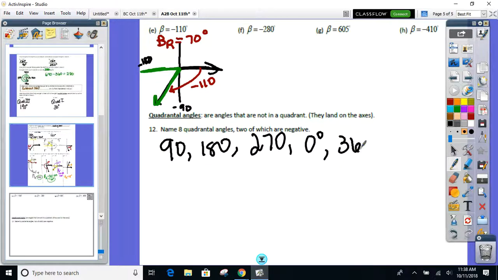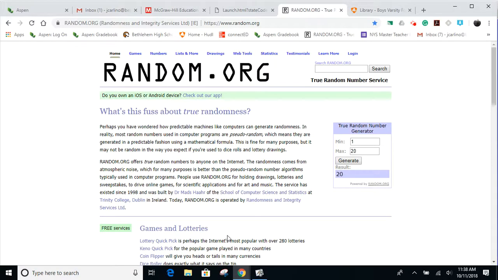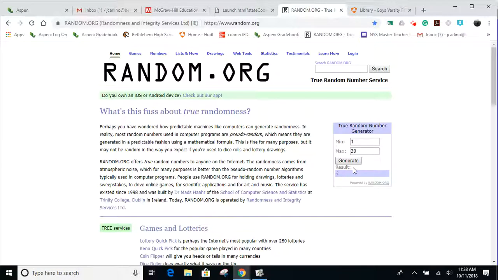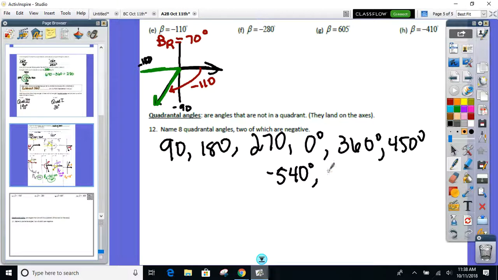Okay, the next 2 got to be negative. Whoa, easy there. All right, 540. Thought they would just go the 90, 180 route, but hey, I'll take it. And then negative 90. Okay, all these land on the axes.